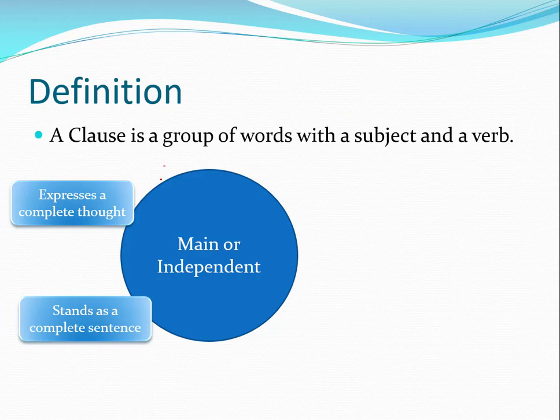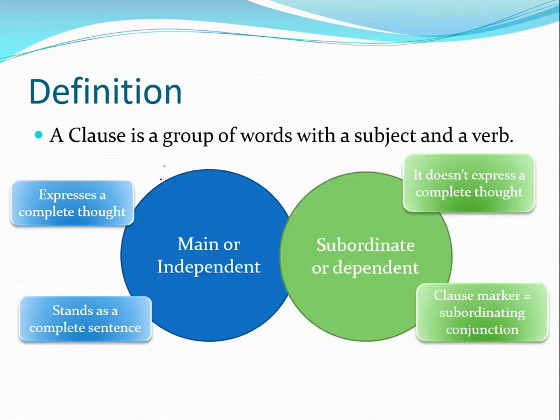Alright? The other one, which is called subordinate or dependent, doesn't express a complete thought, and we can identify them by looking at the different clause markers that they can use. Most of the time, the most common ones we know are subordinating conjunctions. Now I'm going to give you two examples for each one of them.